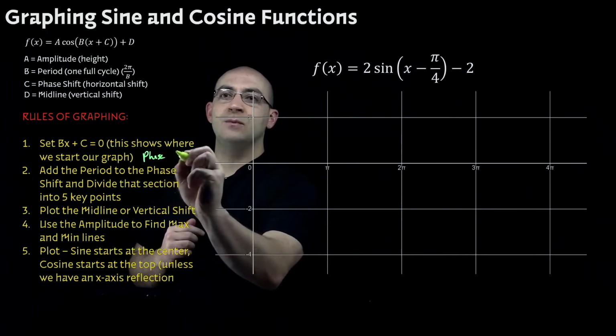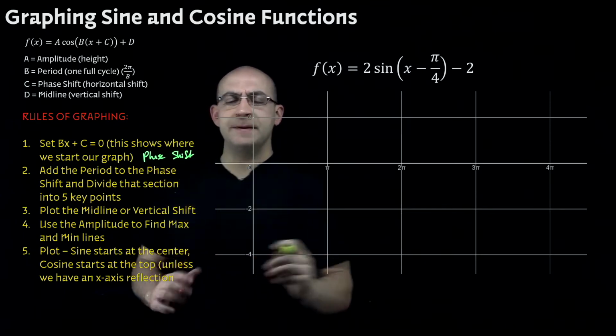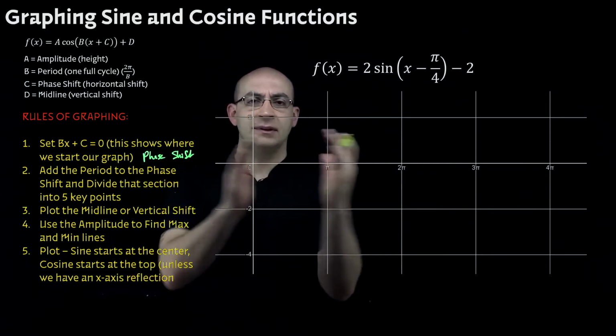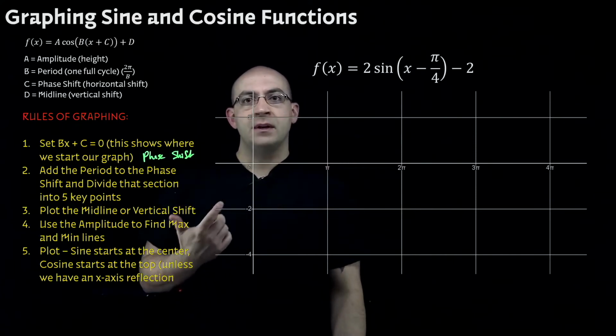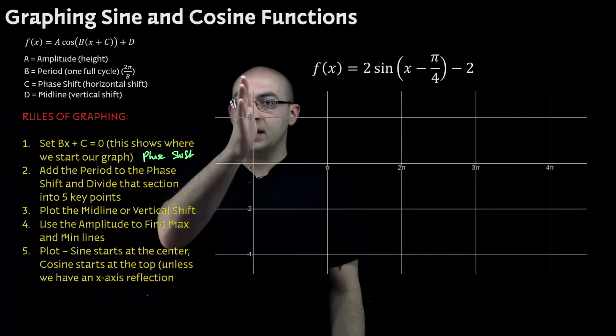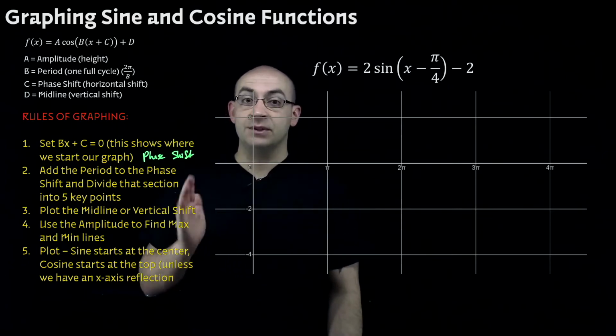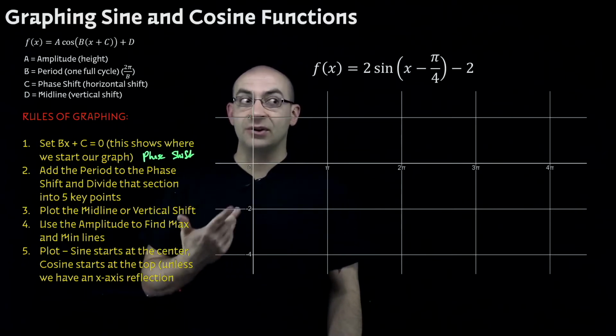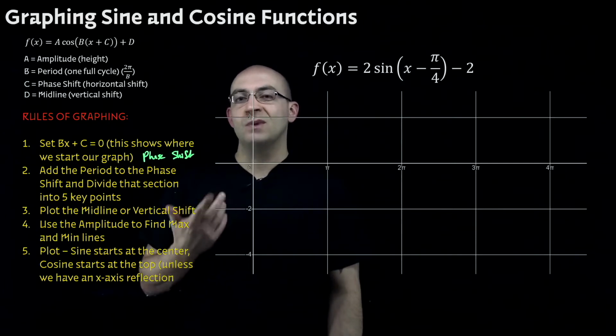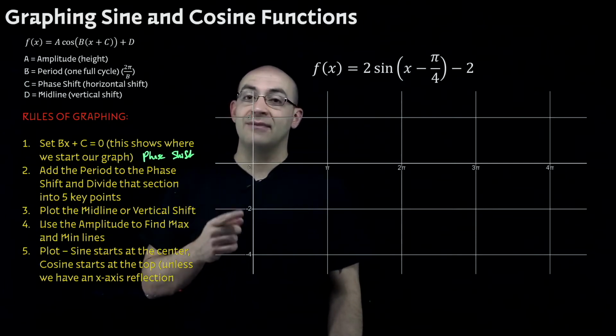And the reason we need this first is because phase shifts are our right or left horizontal shift. Well, we can't always start at 0. We can't always start the period at its 0 point, because if it was shifted left or right, that's going to be our new starting point. So we have to identify that first and graph that first.